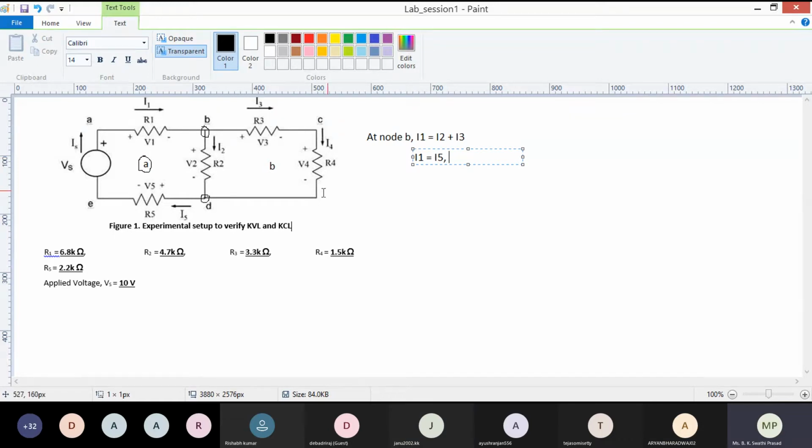Now you tell me whether I3 and I4 are the same or different. Same, ma'am. Right? Because the resistances R3 and R4 are connected in series, correct?